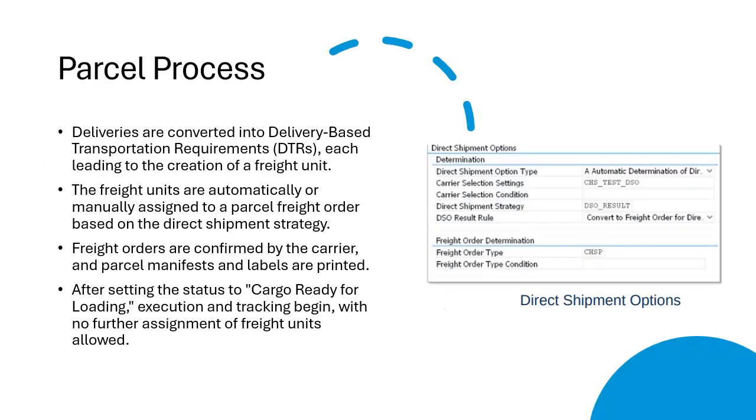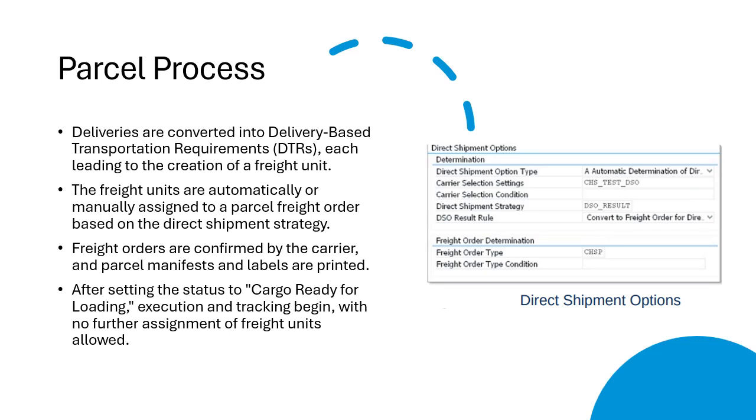Next is the parcel process. This involves the shipment of smaller, often consumer-oriented packages rather than bulk freight. It is integrated with the other fleet management processes, allowing streamlined handling and tracking for smaller shipment parcels. It is also linked with the ERP system for end-to-end tracking and management.